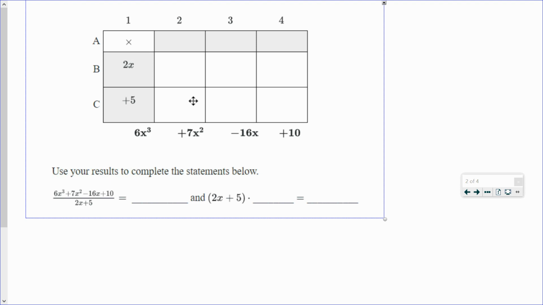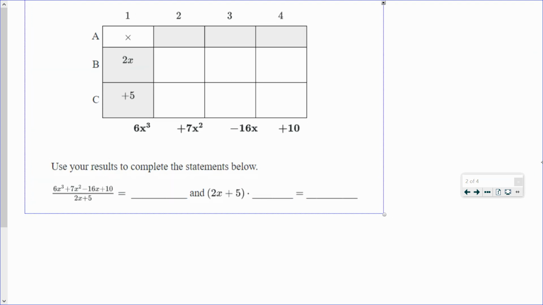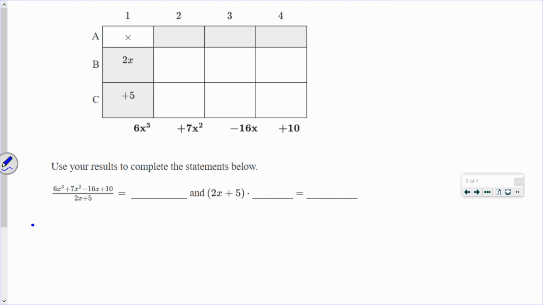So really, the goal is we might have something like this, where I'm taking a cubic, this 6x cubed, and so on and so forth, and trying to divide it by 2x plus 5. We can do that with a generic rectangle because when we expand this, we'll find these three shaded boxes, and it should expand to our original. So it's kind of like we're looking at division as multiplication.